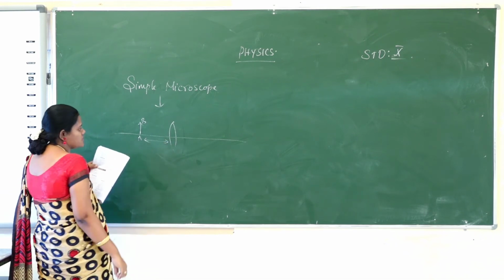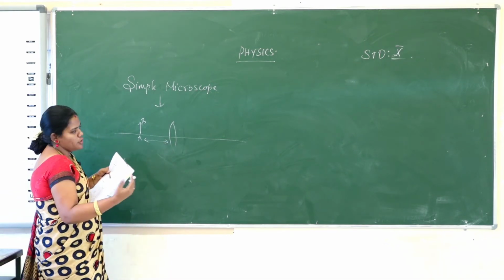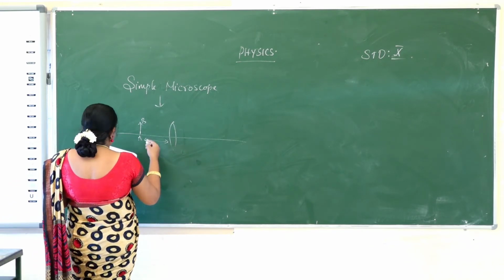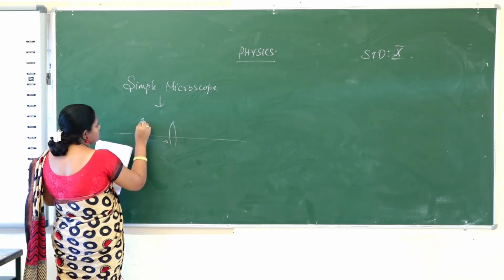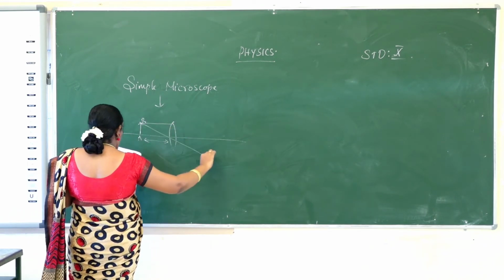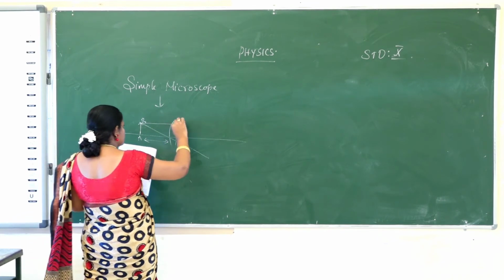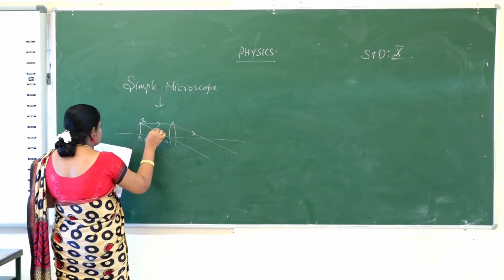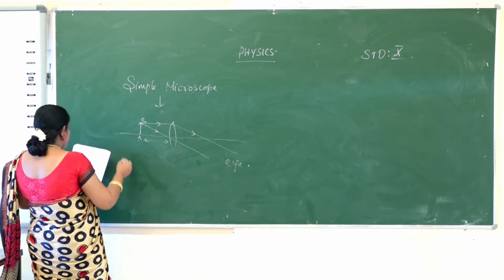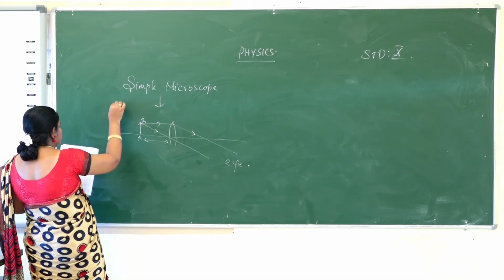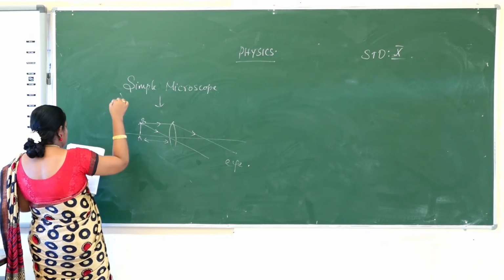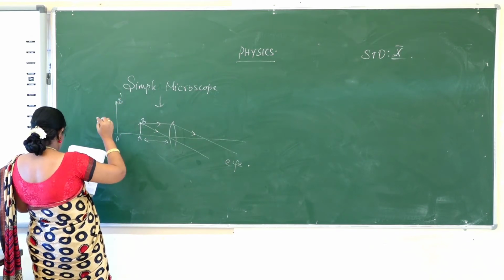What is the meaning of shortest focal length? So you keep the object in front of the lens. Okay. Then the object gives that image, the magnified image. Okay.